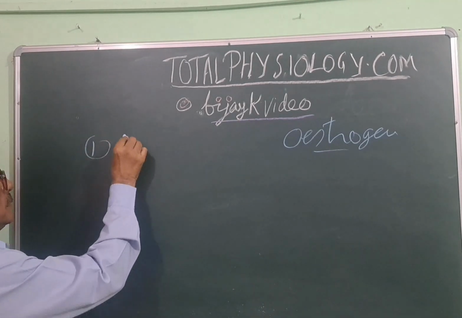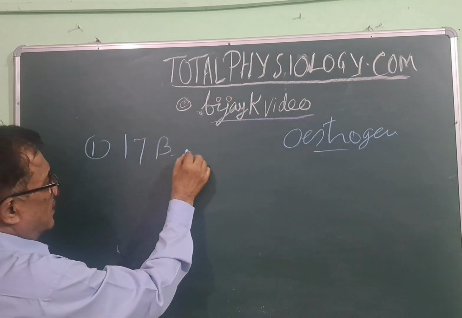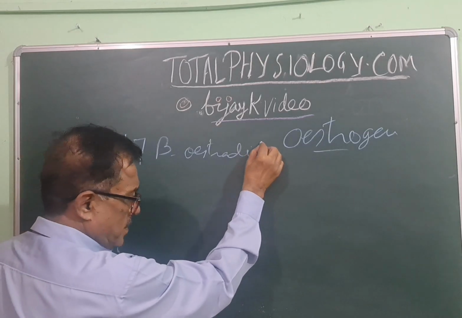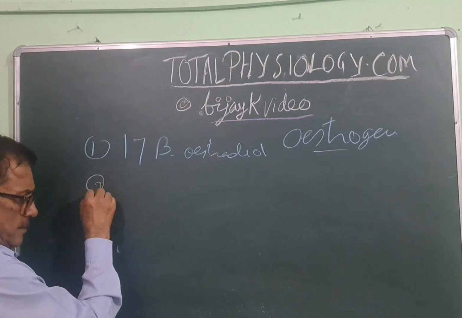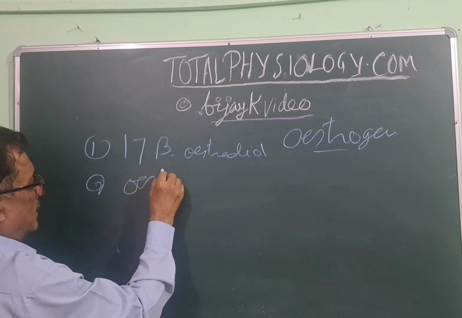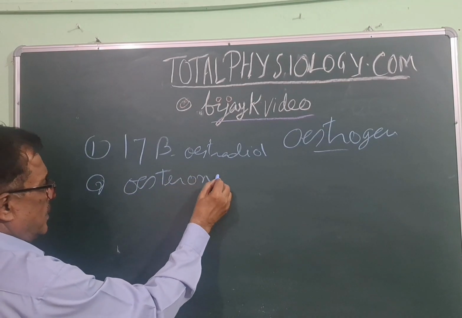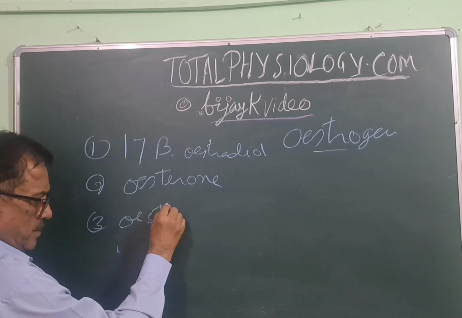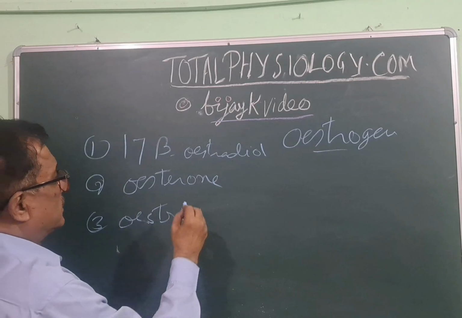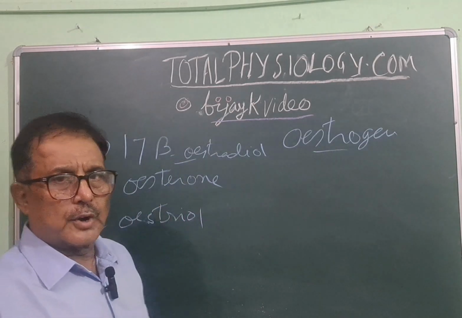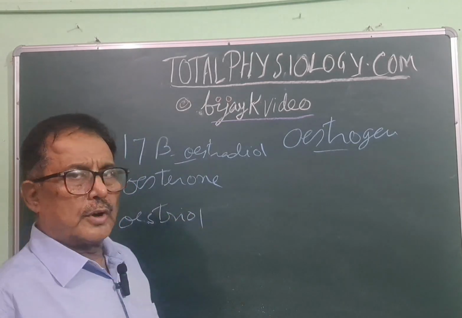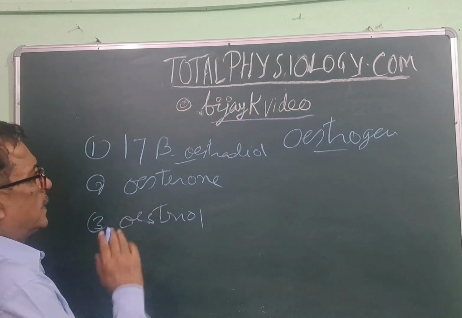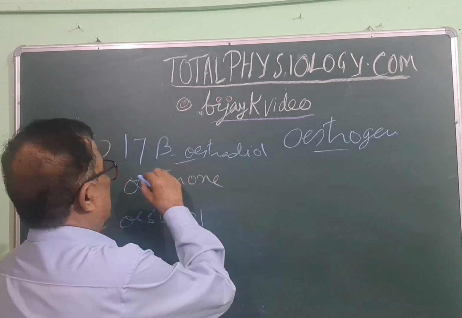First, 17-beta estradiol, which is the most potent. Then estrone, which has an intermediate effect, and third is estriol. These are the types of estrogen.